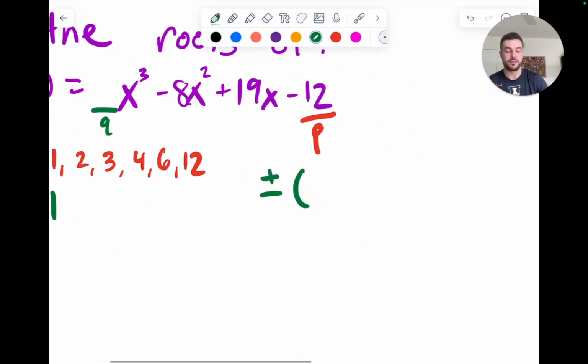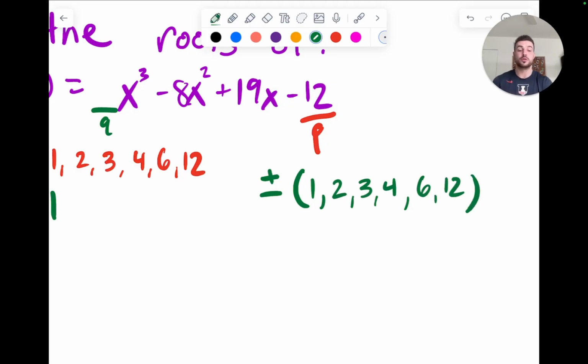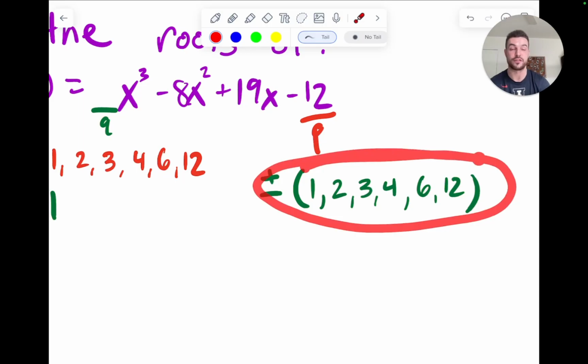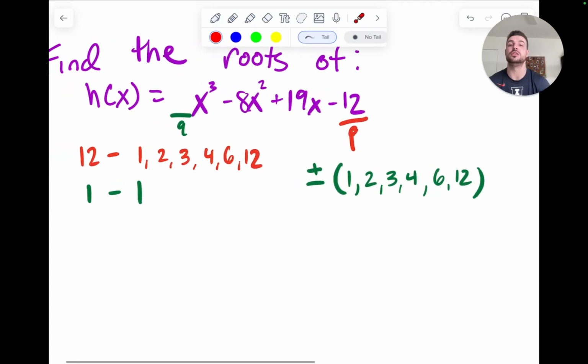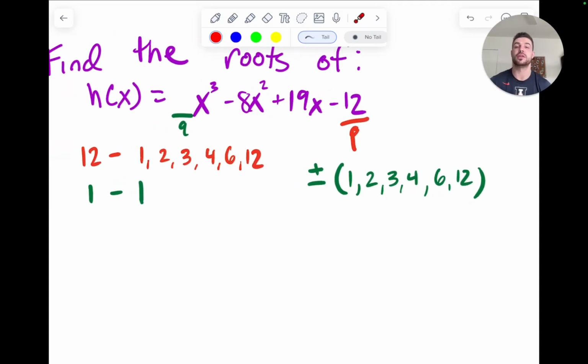So I have my list of positive and negative 1, positive and negative 2, positive and negative 3, positive and negative 4, positive and negative 6, and then positive and negative 12. So the rational root theorem says if this polynomial does have any real rational roots, they are going to be from this list. Well, what I could do is I could just start picking values from here and trying to determine if something is going to be a factor or not.